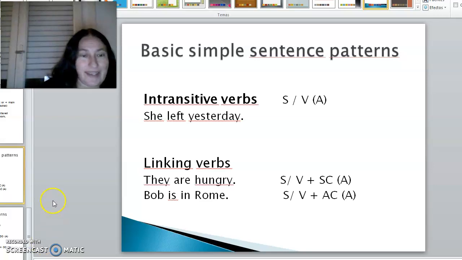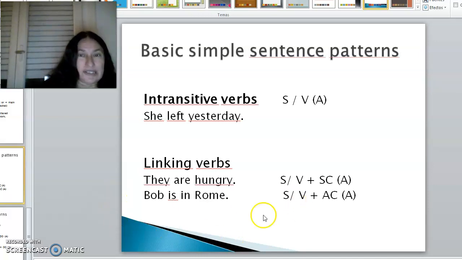Well, here I am. So, let's rewind. In the first part of this video, we talked about sentence types: the simple sentence, compound sentence, complex sentence, and compound-complex sentence. Now we're going to focus on the simple sentence, and particularly on the basic sentence patterns.